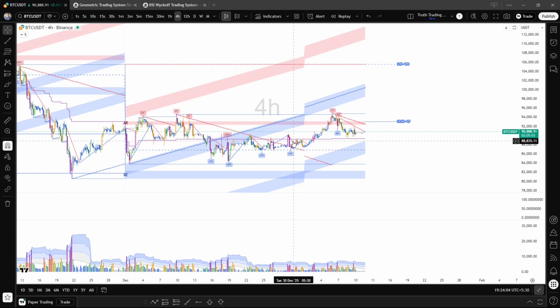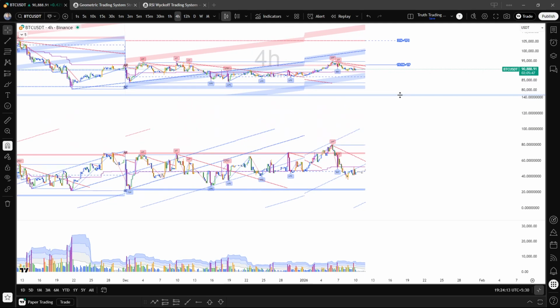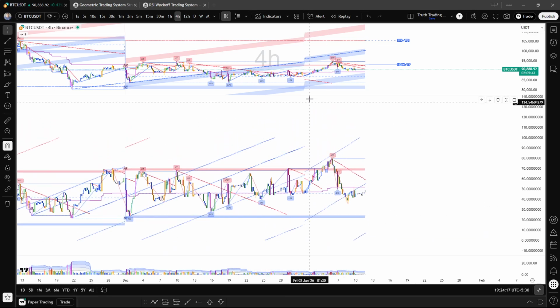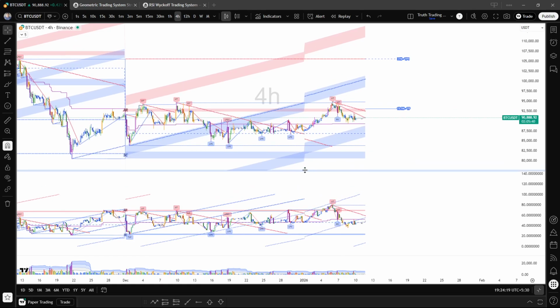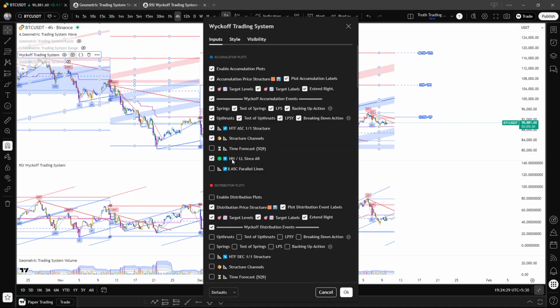All right, enough of the theory. Let's just get into it. So this is what it is. This is your RSI, relative strength index, and on top of it we have applied the Wyckoff. So what I'll do, I'll just remove everything else so that you can see it clearly.